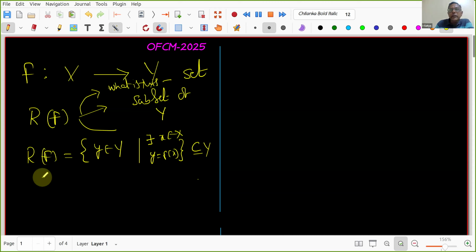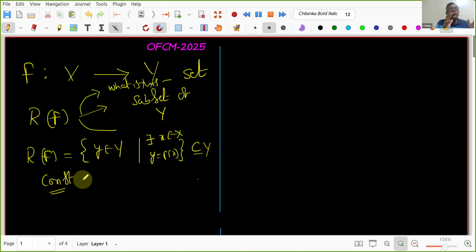Also see, in the last class when I asked what is the definition of a constant function, many of you were thinking that since every element is mapped to a single element, for all x in X there is a unique y. You are saying like that. But that is the definition of a function. You do not understand the definition of a function. When I ask for a constant function, it is a function with an extra property.